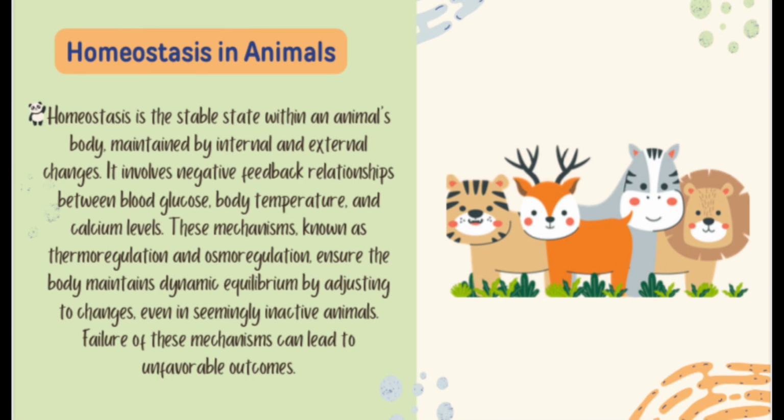Failure of these homeostatic mechanisms can lead to unfavorable outcomes. These outcomes can range from mild discomfort to severe illness or even death. For example, failure of thermoregulation can lead to hypothermia, dangerously low body temperature, or hyperthermia, dangerously high body temperature. Failure of osmoregulation can lead to dehydration or electrolyte imbalances.